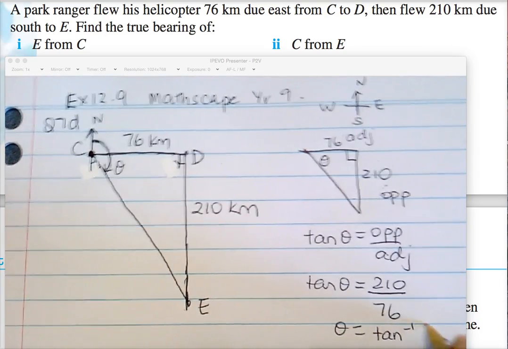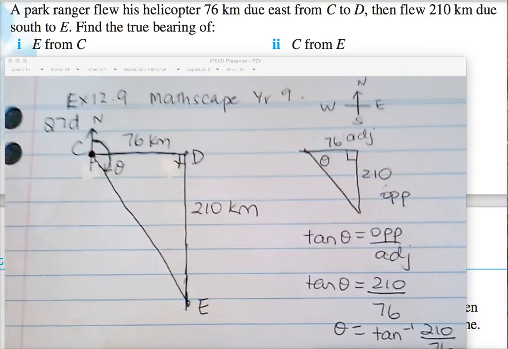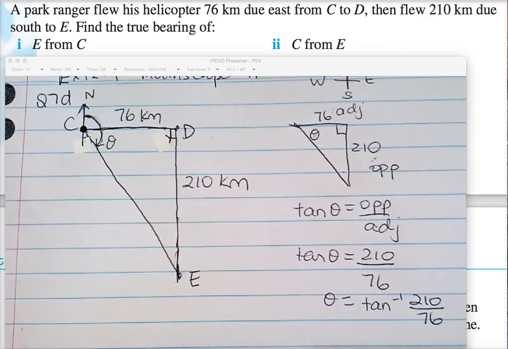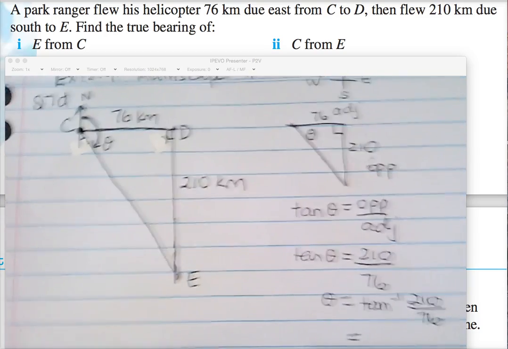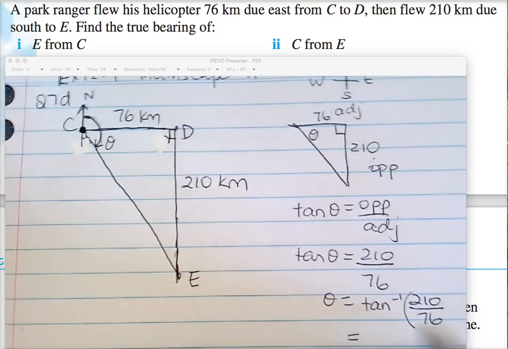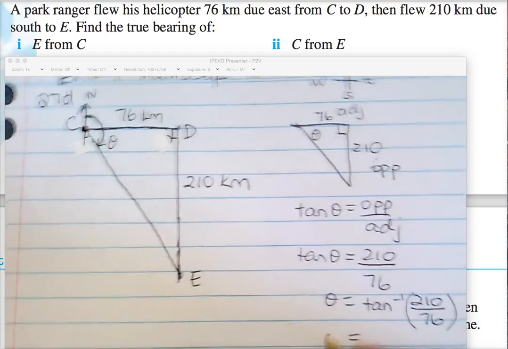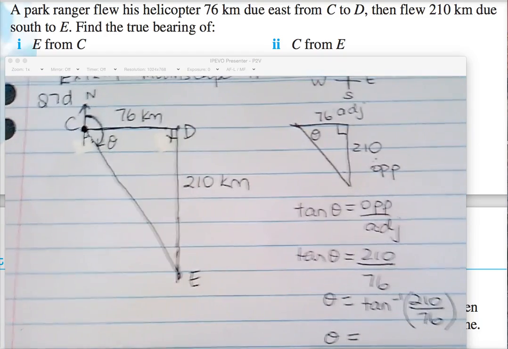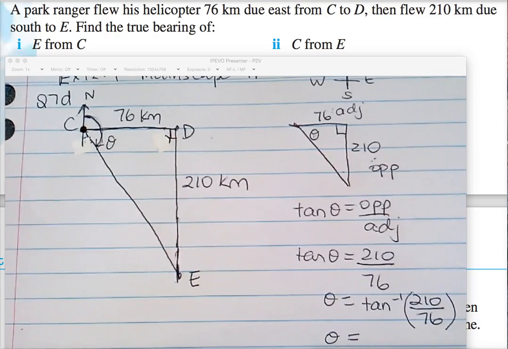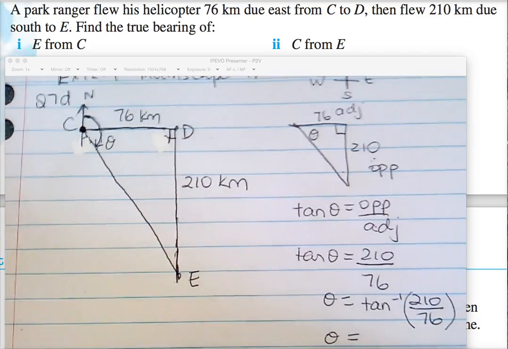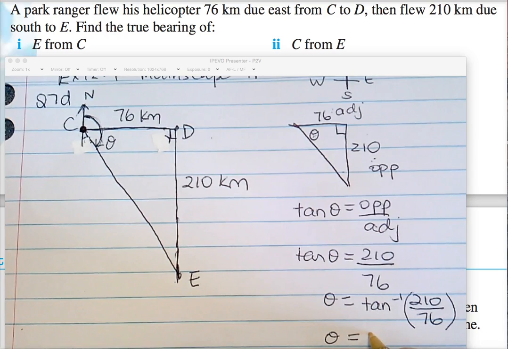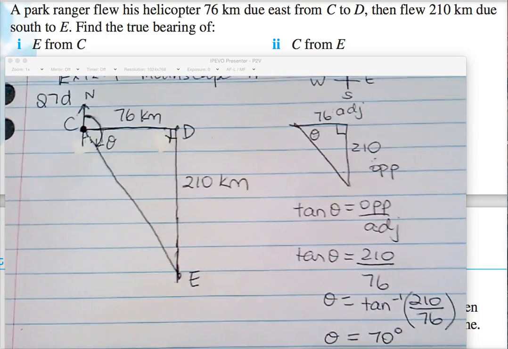tan to the minus 1 of 210 over 76. That's how you do it on your calculator. Tan of something is 210 over 76. Do you remember that, girls? So what do you get for the angle? Now, bearings are always whole numbers. We don't do degrees and minutes with bearings. To the nearest degree, please. So three-figure bearings, there's no minutes or seconds. So what have you got? 70.0? So it's 70 degrees.